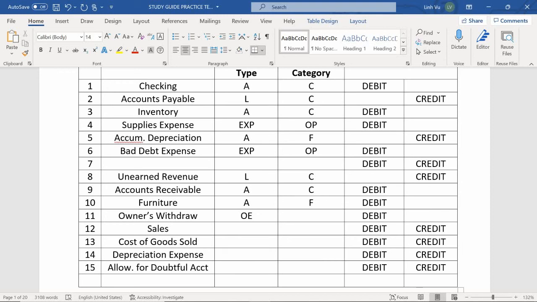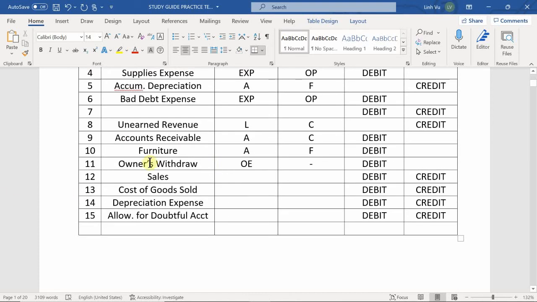It's equity, but it doesn't have a category, no? Good. Equity has no categories. Excellent. Okay. What about sales? Income? Yes. Revenue. Sales is always going to be income. Okay. What kind of income? Operating. Good. Or in this case, it's just regular sales. And what kind of balance would it have? Credit. It would have a credit balance.